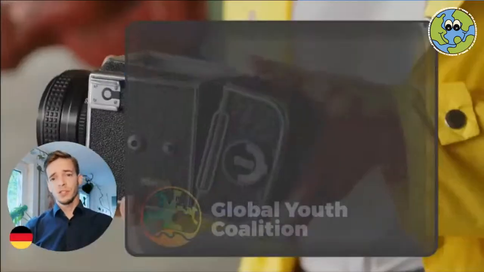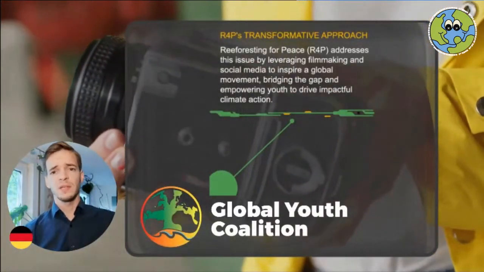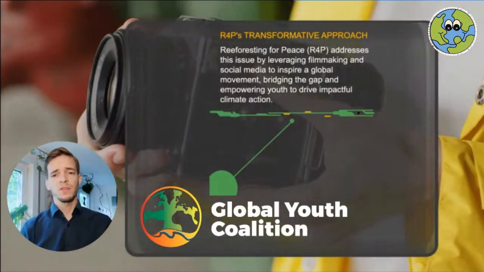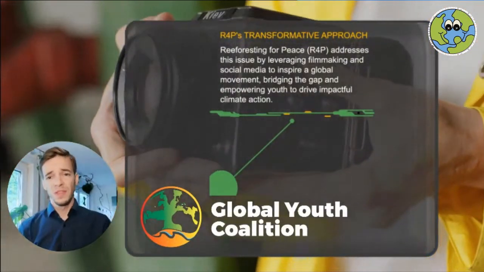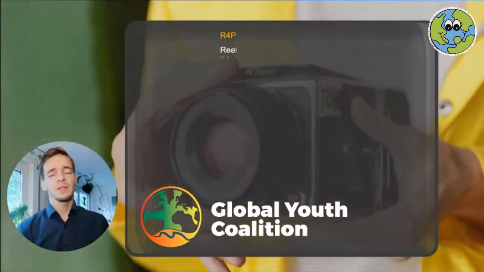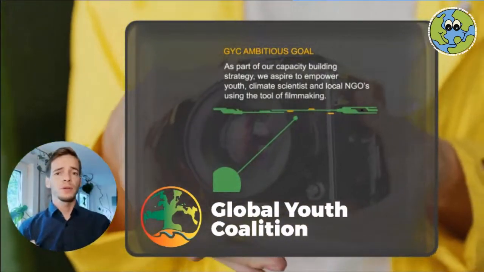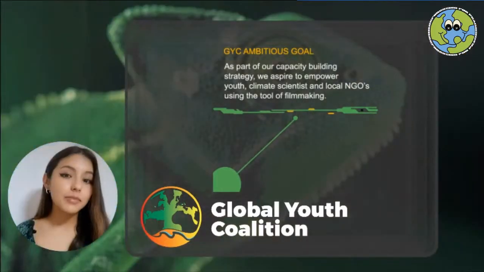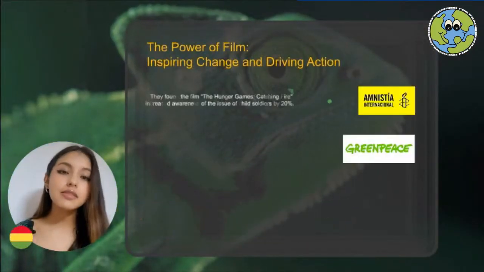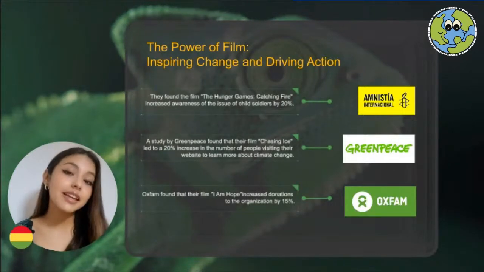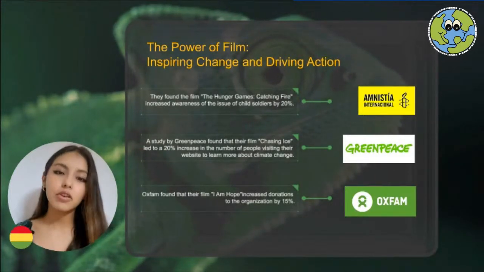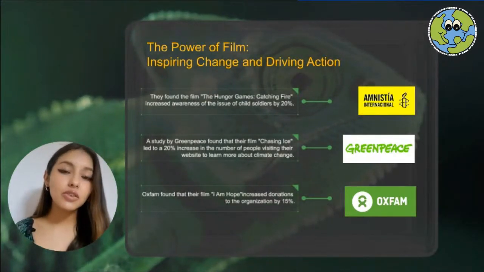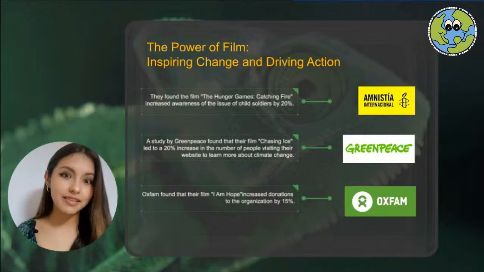Reforesting for Peace addresses this issue by leveraging filmmaking and social media to inspire a global movement, to bridge the gap, and to empower youth to drive impactful climate action. With this, as part of the GYC capacity building strategy, we aspire to empower youth, climate scientists, and NGOs to use the tool of filmmaking. Amnesty International, Greenpeace, and Oxfam are some examples of how filmmaking has an impact on the support and involvement you get. Oxfam mentioned that the film Iron Hope increased the donations to the organization by 15%.